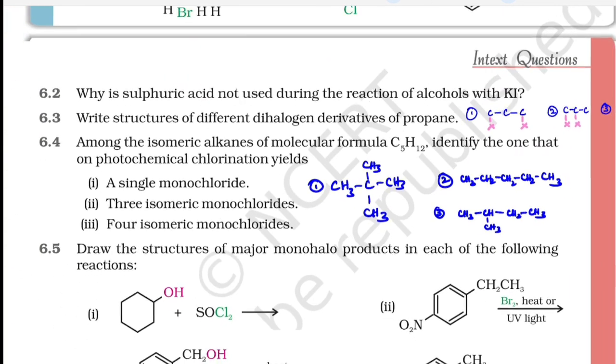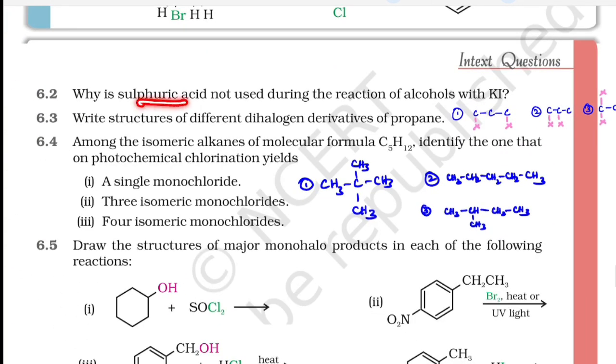Next, in-text questions: we will see why sulfuric acid is not used during the reaction of alcohols with hydrogen iodide. I already discussed this in the first video. The reason we are not using sulfuric acid is that sulfuric acid is a strong oxidizing agent. It will convert HI, which is formed in the reaction, to iodine. So that is why we are not using sulfuric acid.